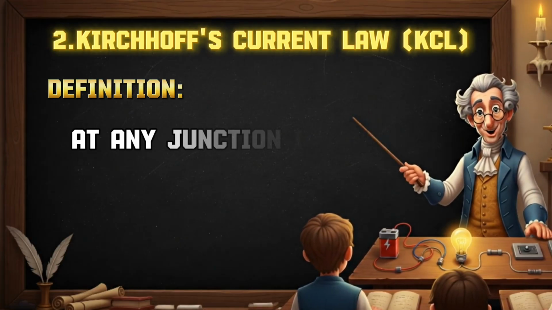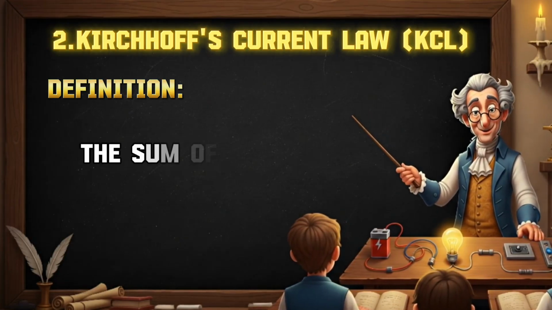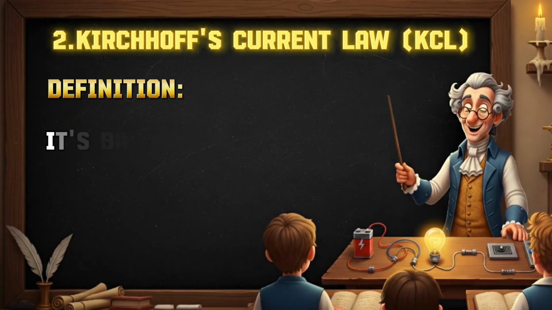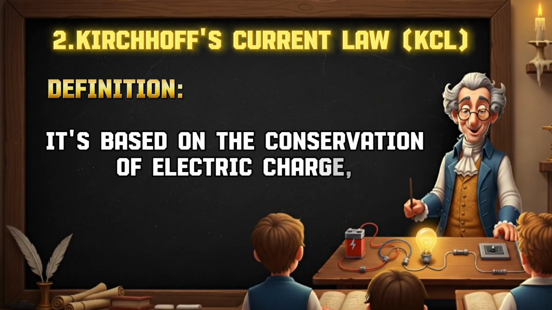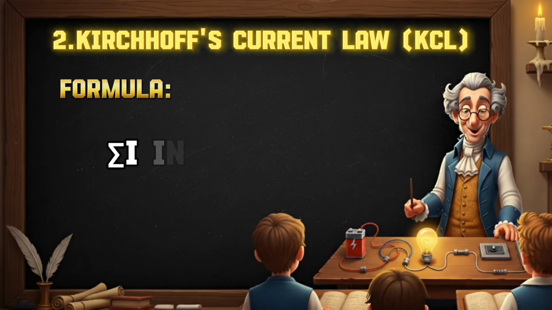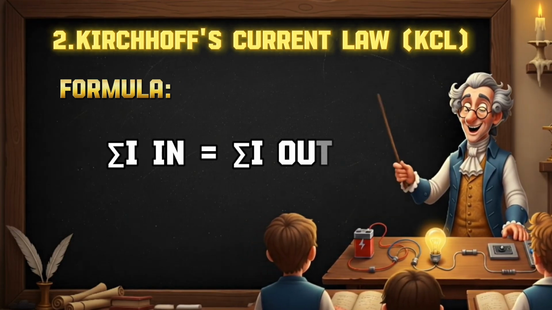Kirchhoff current law, KCL. Definition. At any junction in an electric circuit, the sum of currents entering the junction equals the sum of currents leaving the junction. It's based on the conservation of electric charge. Charges don't vanish. Formula. Sigma I in equals sigma I out.